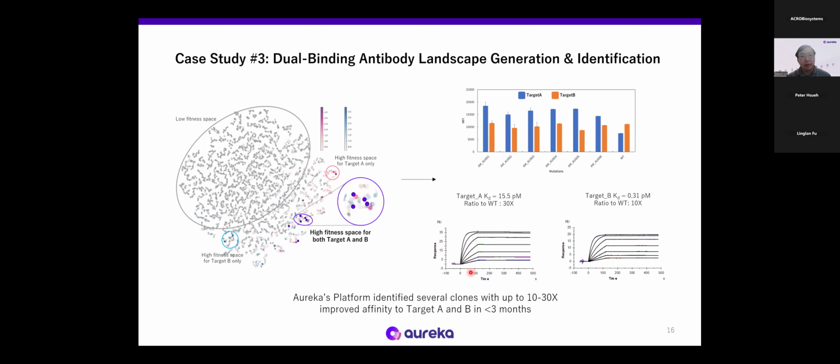The most important thing is that these were not done in years. These were done within 3 months. So isn't that impressive?